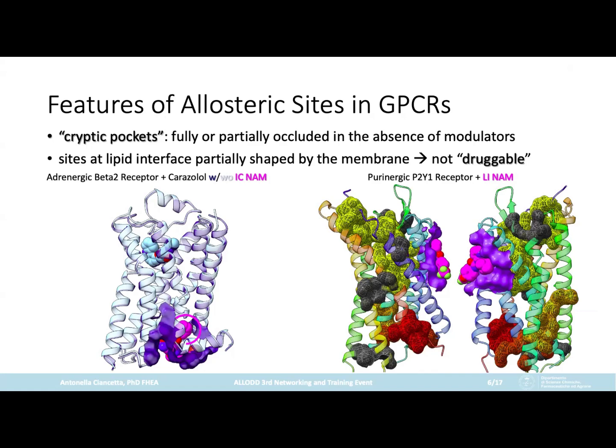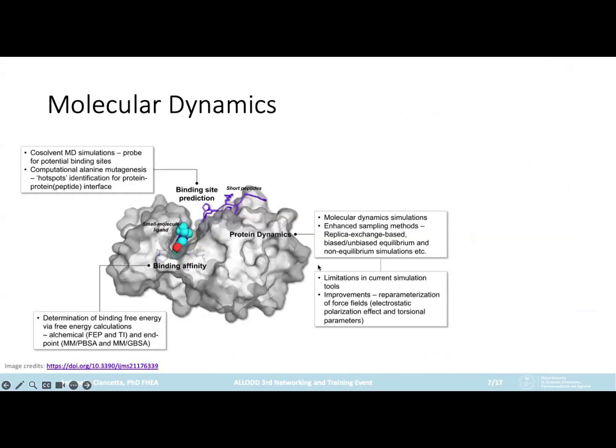So obviously, to be able to predict the location of these binding sites, we need tools that are able to take into account side chain flexibility for these cryptic pockets, but also the role of the environment in shaping the pocket at the membrane-protein interface. And this leads to computational methods: one technique that can take into account these aspects is molecular dynamics. In particular, there is an MD technique that's been successfully used in the past to detect allosteric binding sites in soluble proteins, and this is cosolvent MD.